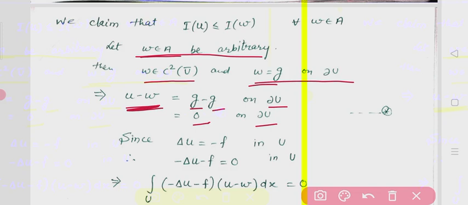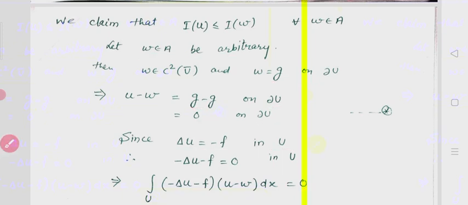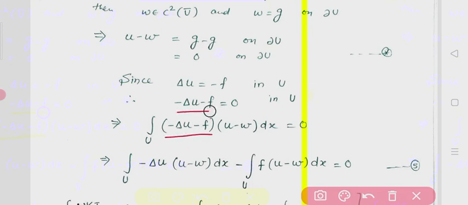Okay, और हमें क्या given है, delta of u will be equal to minus f in U, right? So you can say that अगर delta u को right side में transfer करें, so that means minus delta u minus f will be equal to 0 in U. Okay, so in this way we can say that integral of minus delta u minus f into u minus w will be equal to 0 in U. Okay, you already know that minus delta u minus f is 0 in U, so that means their product and their integral will be equal to 0, right?